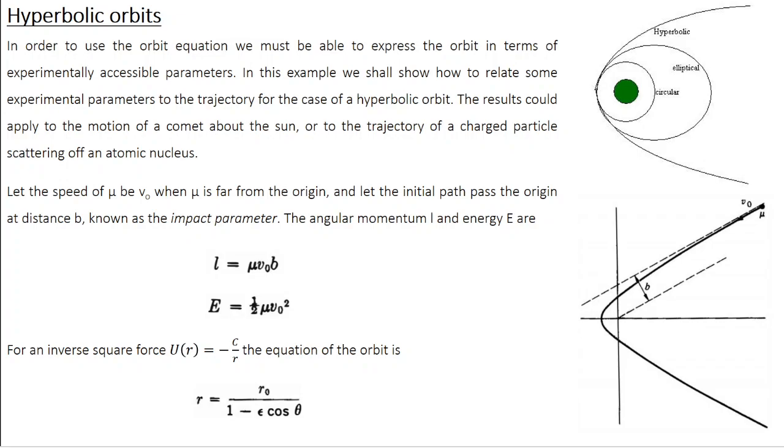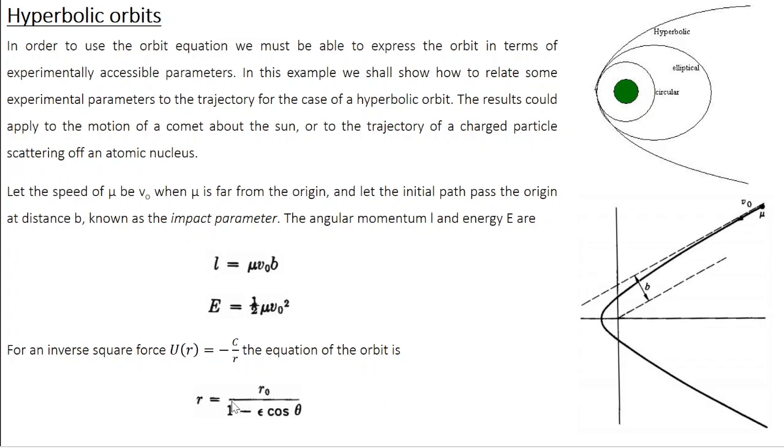And there is a special case when energy is minimum or eccentricity equal to 0, then the orbit corresponds to a circle. We have also derived the equation for the orbit in the case of an inverse square force, U of r equal to minus c by r. Here we have seen that the orbit corresponds to the equation r equal to r naught divided by 1 minus e cos theta, where r naught is the radius of the circular orbit.